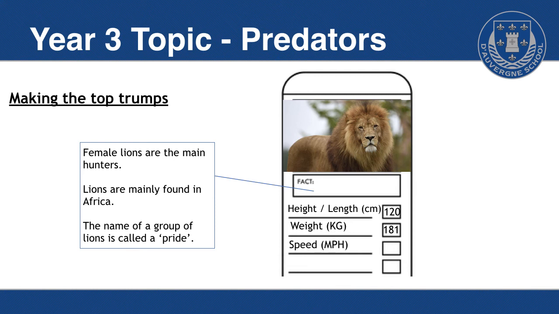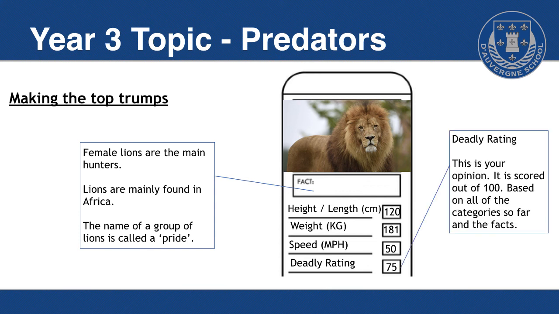You've got speed in miles per hour. How quick can they run? Well, a lion can run about 50 miles an hour, which is really, really impressive, considering humans probably run about 20 miles an hour. And then you've got your deadly rating. Now, your deadly rating is your opinion. It's scored out of 100, and it is based on all of the categories so far and the facts that you have found out about that predator. For the lion, I haven't given it 100 because I don't think it's the most deadly, but I think it is fairly deadly. So I've given it 75 out of 100.